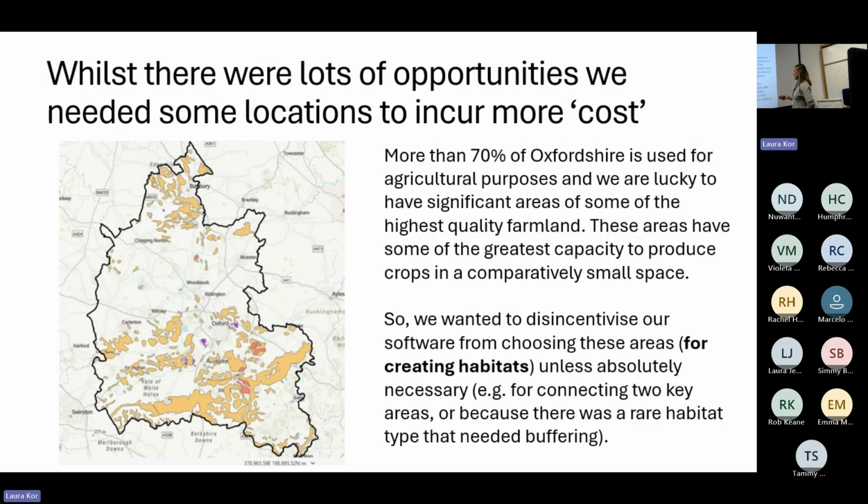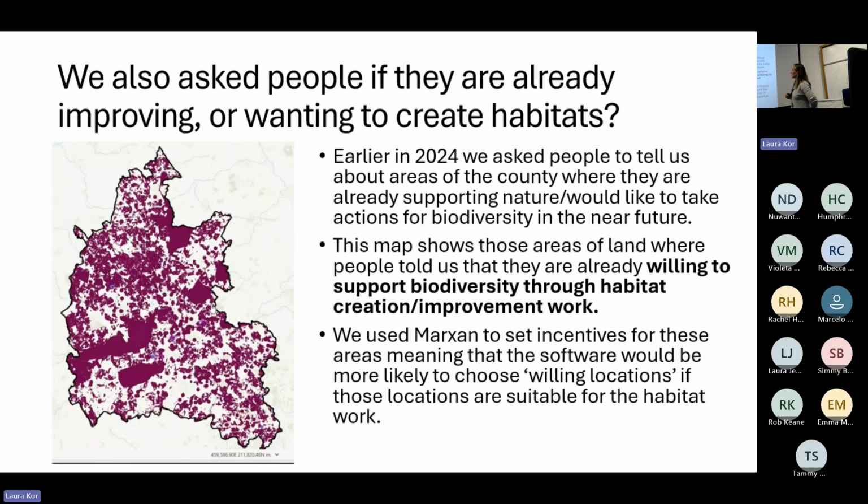We disincentivized creation of habitats unless necessary for strategic purposes or to buffer particularly rare sites. They were still included in those cases. And we also tried as best as possible to speak with local people and organisations to understand if they already wanted to do something for nature recovery or were already doing something. It's impossible to get everybody in the county. But we did try and go as wide as possible.